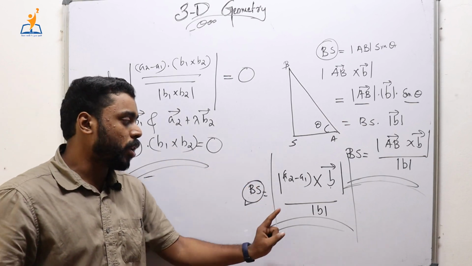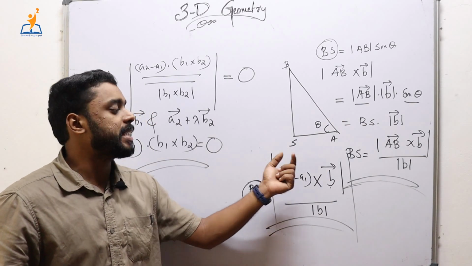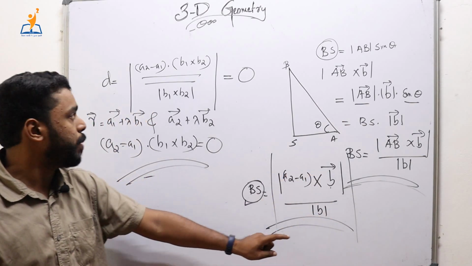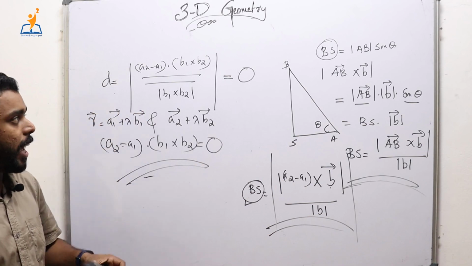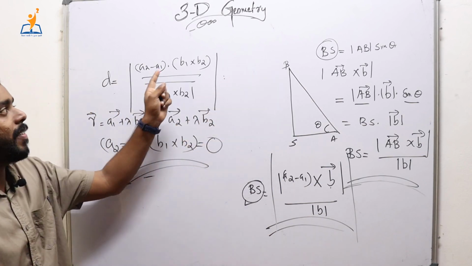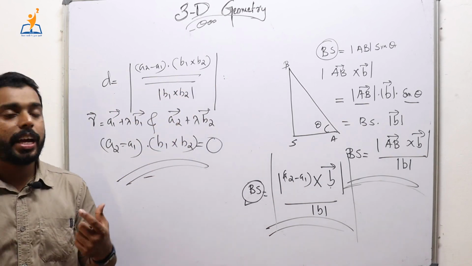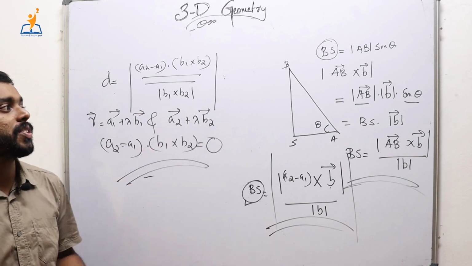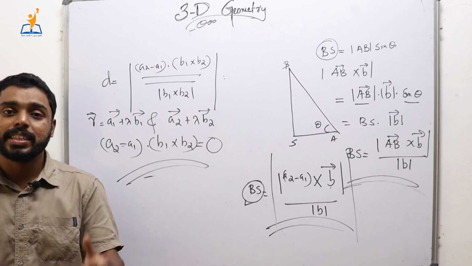And when the lines are parallel, the shortest distance between the lines is given by the absolute value of mod A2 minus A1 cross B divided by mod B, and the shortest distance D between the skew lines is given by A2 minus A1 dot B1 cross B2 divided by mod B1 cross B2. So in a way we can find the shortest distance between any type of line, whether it is parallel, skew, or intersecting.